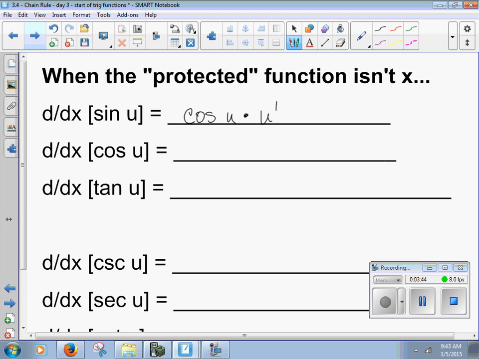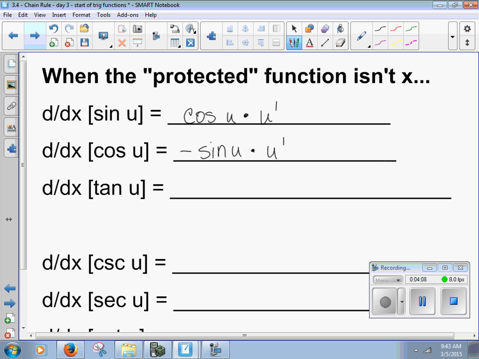So then, the derivative of cosine u would be what? Negative sine u times, one more time, u prime. So all of our normal derivatives will just be followed by times u prime. You with me? Yeah.